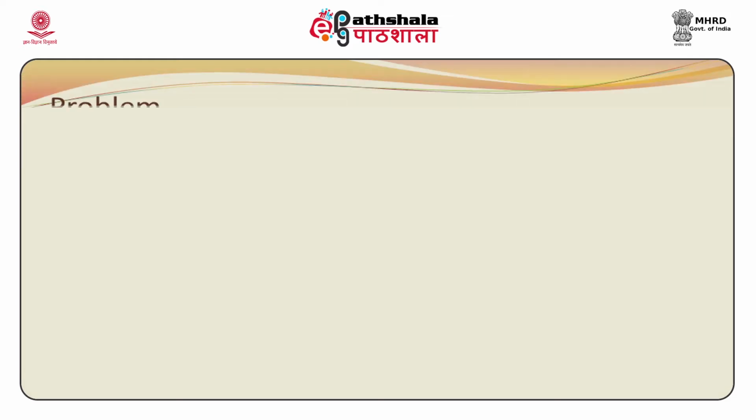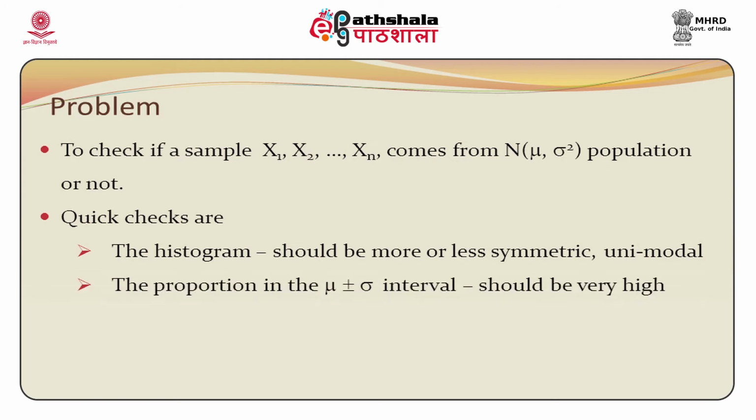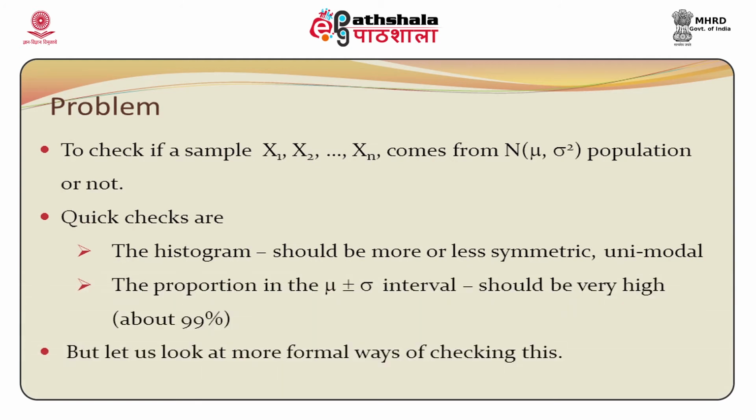So, our problem is to check if a sample x1, x2, ..., xn comes from a normal mu, sigma square population or not. For the time being, we will just look at x1, x2, ..., xn and not at the errors as such. So, we will be discussing this in more generality, any sample whether it comes from the normal distribution or not, and then we will see how we can apply this to our problem of checking for the error distribution.